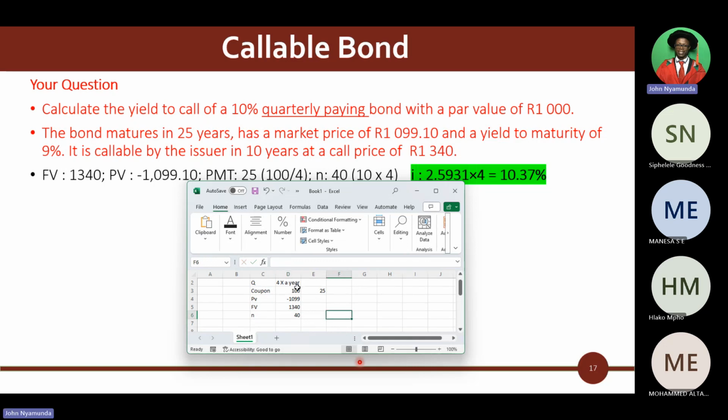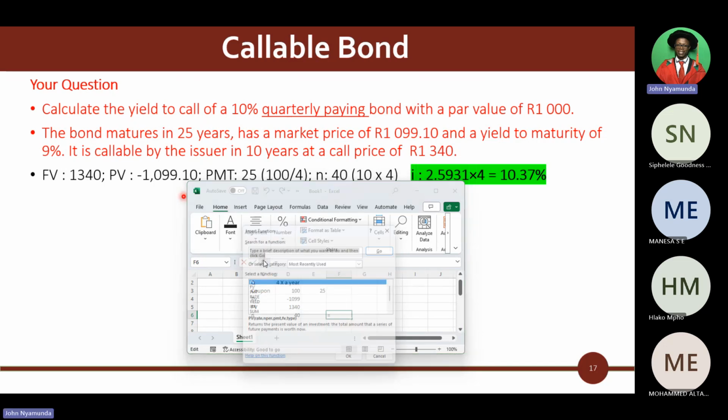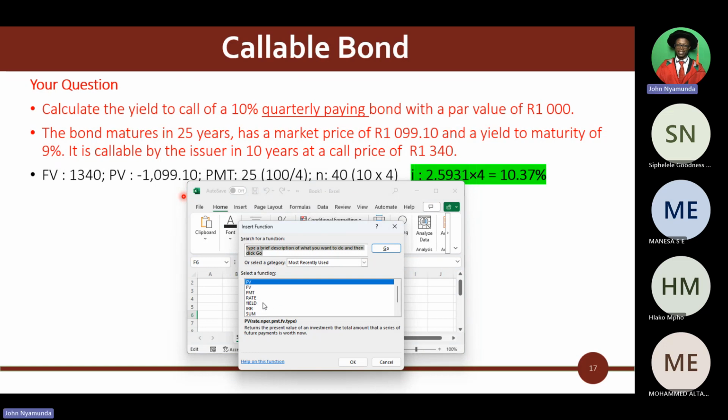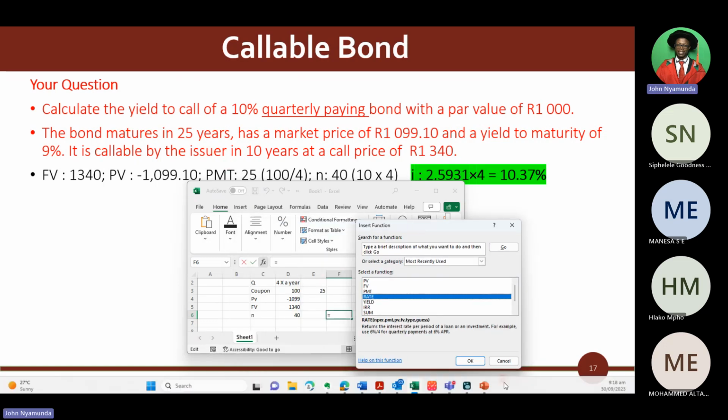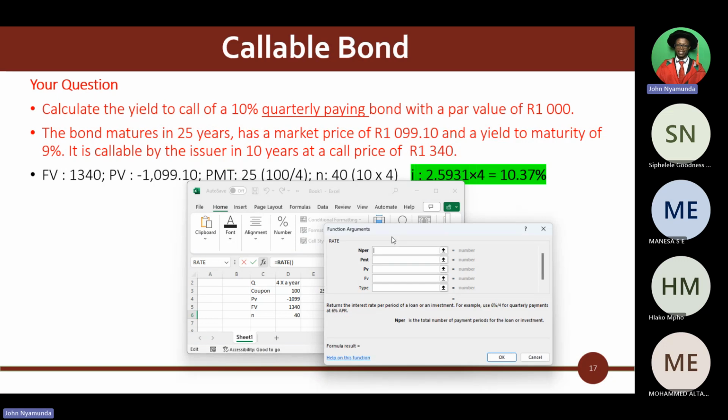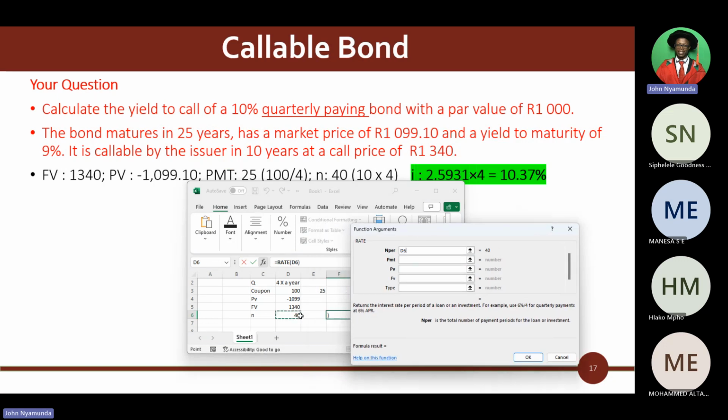So we do what Excel does. We do FX. I hope this one will work. Okay, F of X, I read N per. Our N is here. Our PMT is here. Our present value is here. Our future value is here. There. Then we say, give us the answer.